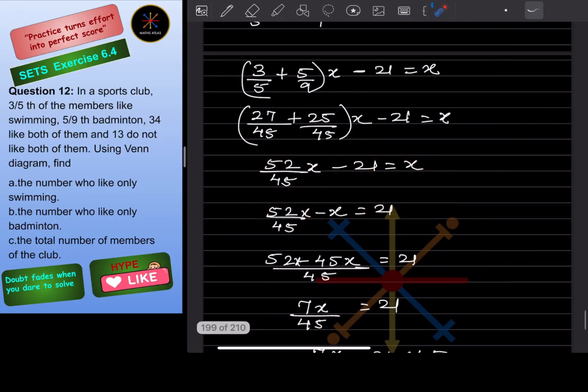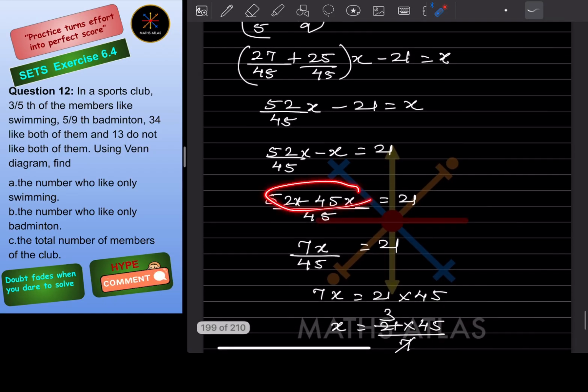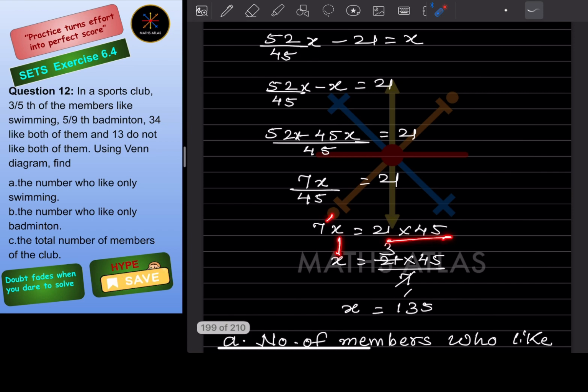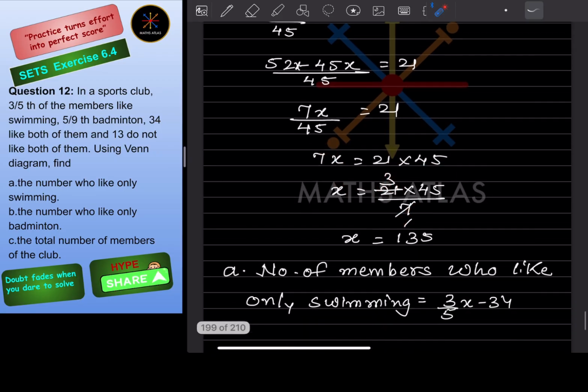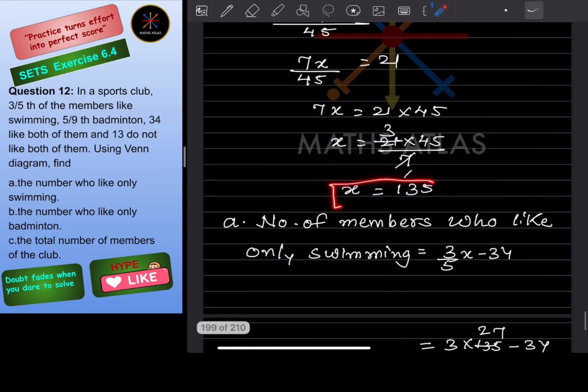So now again what you can see, these both are X. So you can see the denominator, this will be 1. So you are going to multiply by 45. So now you get 52X minus 45X divided by 45 is 21. So this is going to be 7X divided by 45 is 21. So 7X, this will go on the other side, so that will get multiplied. So X is going to be 21 into 45, and this is multiplication, so it will get divided. So this is going to be 135. So we got the value of X as 135.